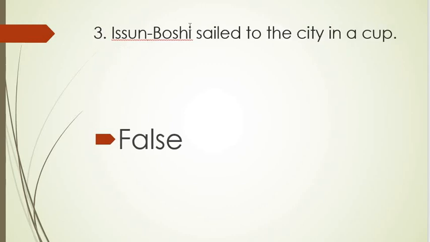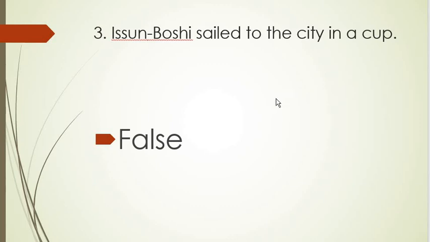Third one is Issun-Boshi sailed to the city in a cup. Wait, this is something wrong, isn't it? He sailed to the city, that is true. He went by the waterways, but he did not use a cup.